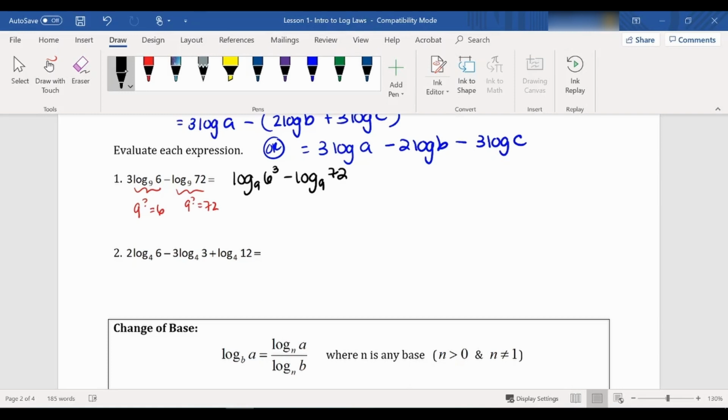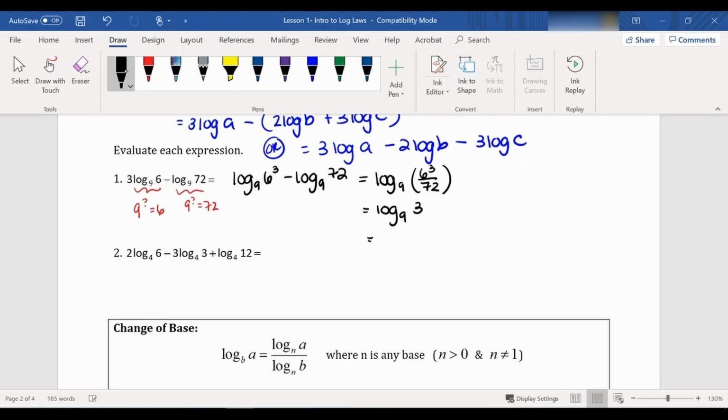Now I can deal with my quotient law. If you'd like to figure out what 6 cubed is and write that in, you can, or you can go straight into your quotient law and say log base 9, and this would be 6 cubed over 72. And now I'm going to plug this all into my calculator and figure out what I get. 6 cubed divided by 72 gives me 3. So I want to know what is log base 9 of 3.